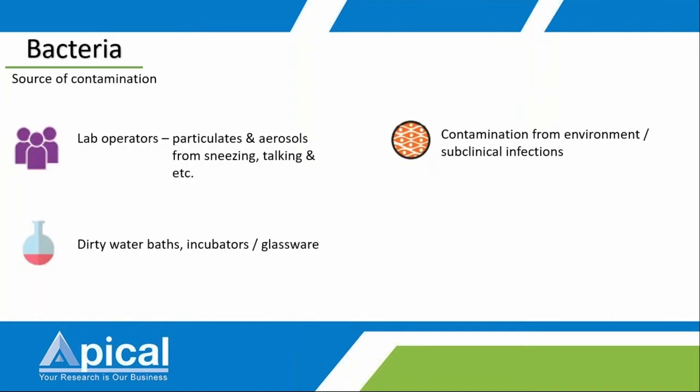So let's look into the source of contamination before we move on to how to detect them. The source of contamination, again, is your lab operators, okay, basically the researchers who are operating that particular cell culture work. All right. Dry water baths, incubators, glassware, they can also come from the environment and also subclinical infection, depending on what kind of cell or cell lines you're using.